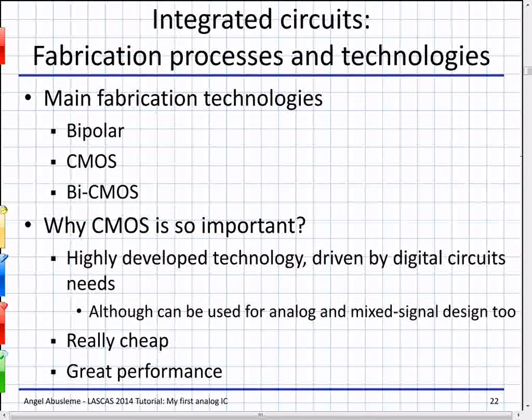So about processes and technologies. There are main fabrication technologies: bipolar, CMOS, bi-CMOS, which is both bipolar and CMOS in the same wafer. And why CMOS is so important right now? It's because it is a highly developed technology. It's driven by digital circuits, but it is also suitable for analog and mixed signal design too. It is cheap and it has great performance. So that's why we will talk mostly about CMOS in this tutorial.